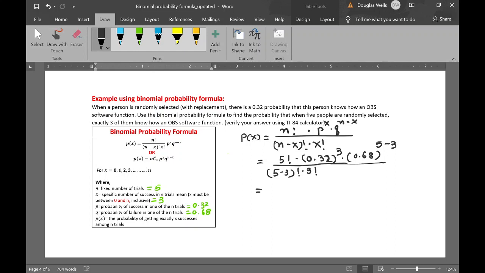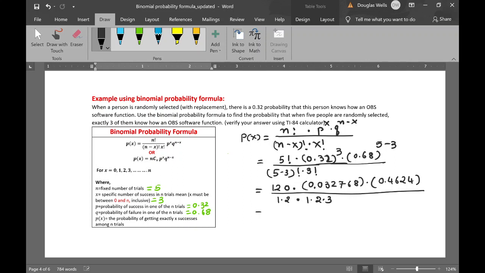That this equals 5 factorial, which is 120, times 0.32 raised to the third power. The value when you punch it in your calculator is 0.032768, times 0.68 raised to the second power, which is 0.4624, over, remember we just said it's 2 factorial. You cannot multiply factorials, you cannot divide, you cannot add or subtract. You have to simplify always first. So 5 minus 3 is 2 factorial. 2 factorial is just 1 times 2, times 3 factorial, 1 times 2 times 3.